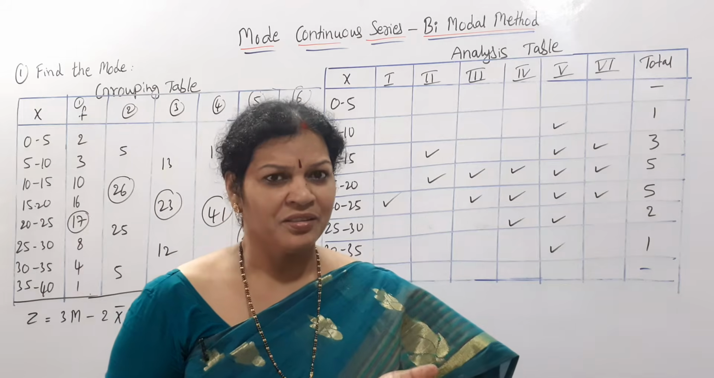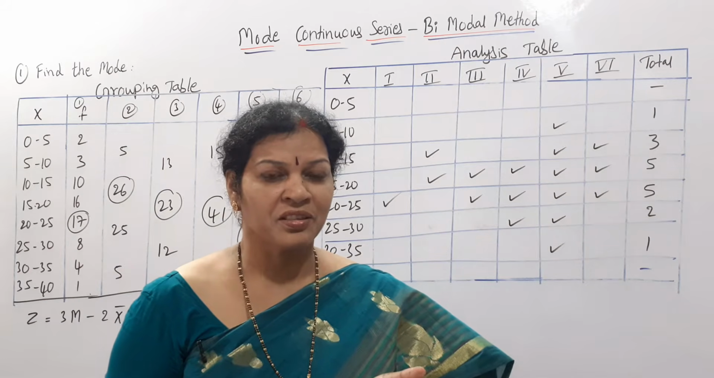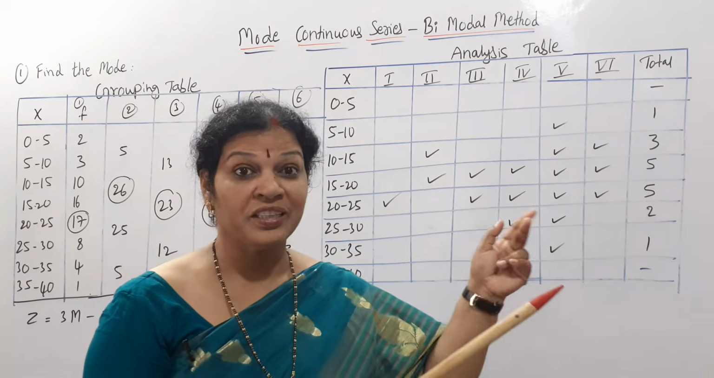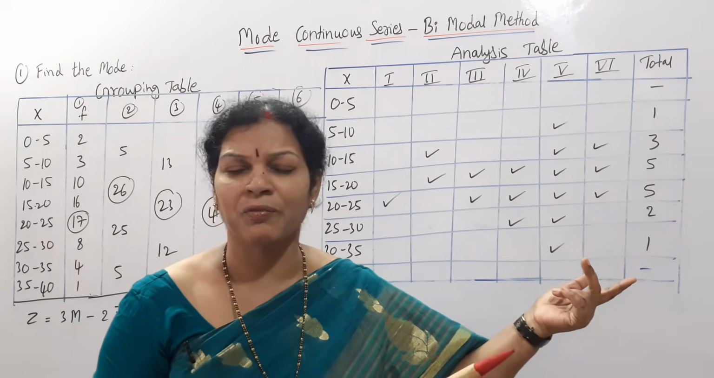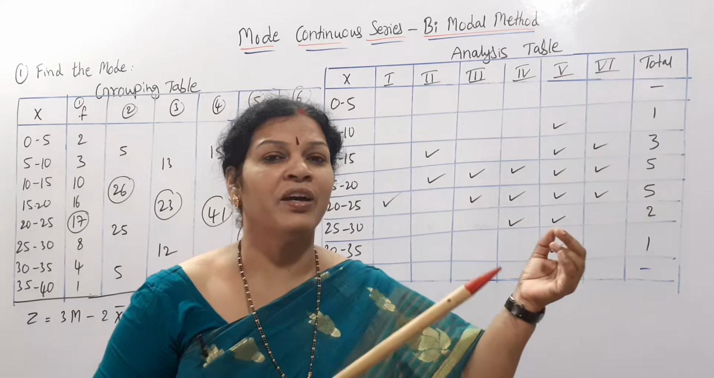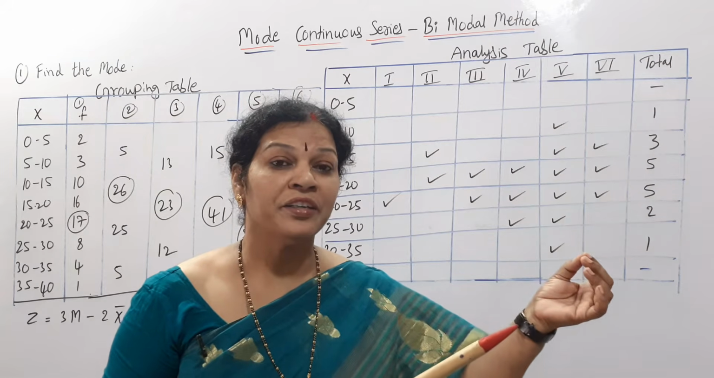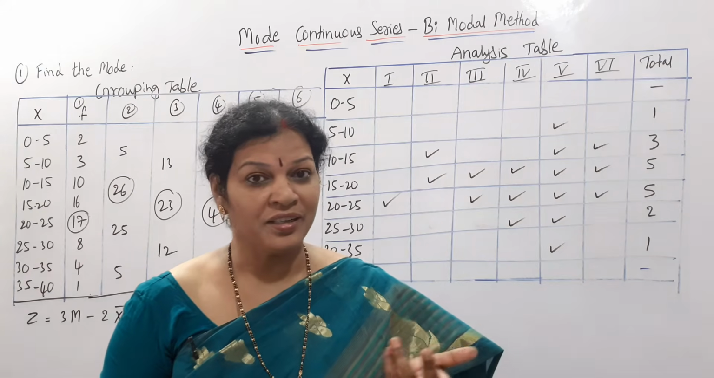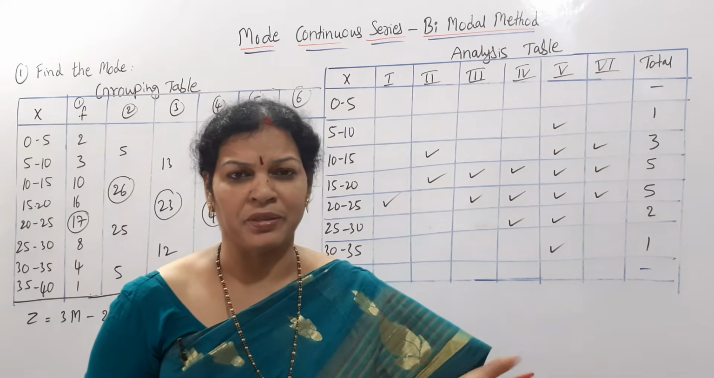Are you getting it? In discrete series also we have discussed, right? So when two columns are getting the highest number, that's a bimodal method. What is the meaning of bimodal method? When we are unable to identify the class interval where mode lies, we can't identify. So this is a bimodal method.